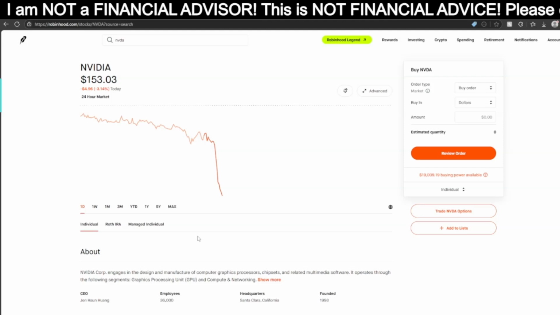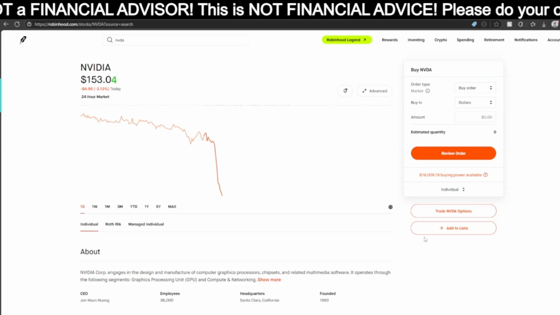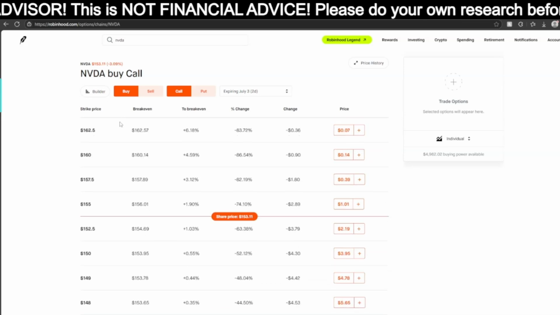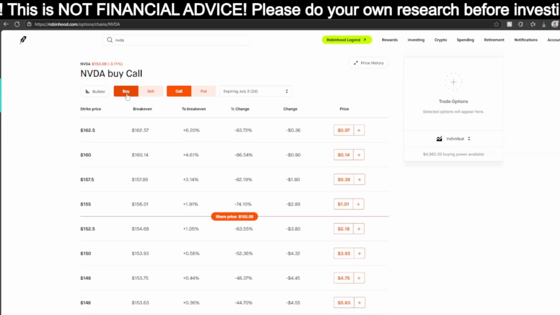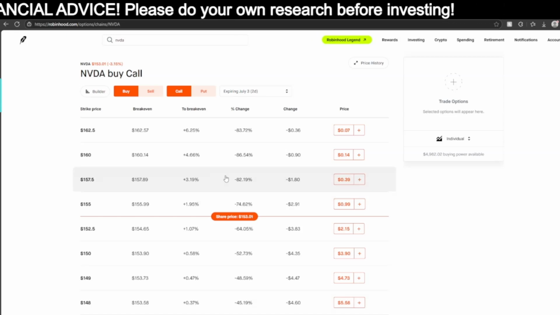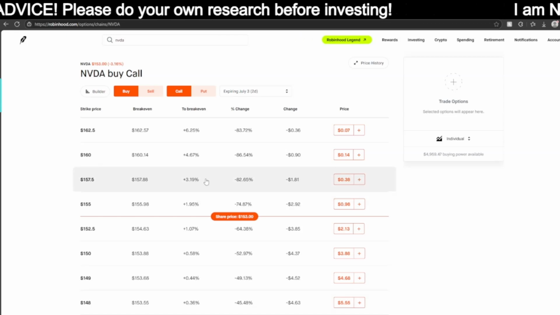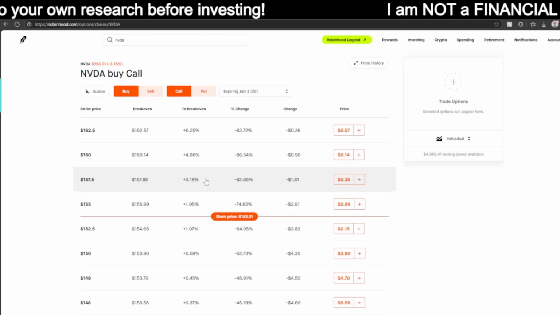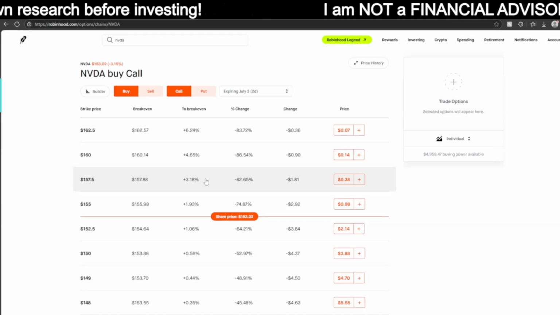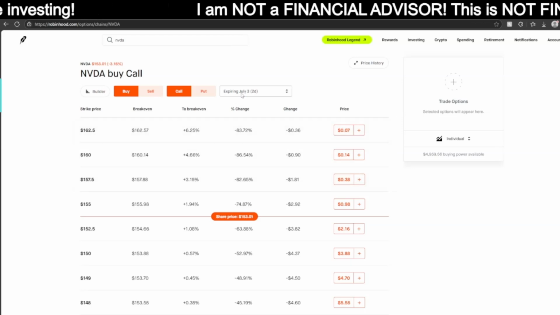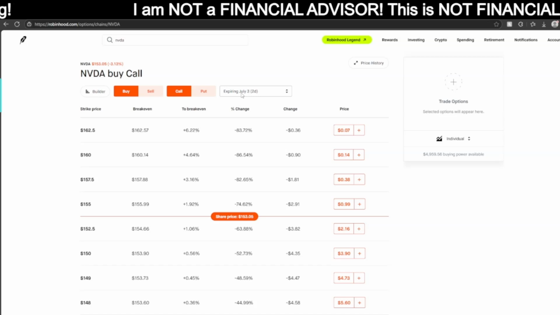But looking at NVIDIA here for today's example, what you're going to do is you're going to go over to trade options. And again, we've done videos where you have to be familiar with the options chain here. Again, buying versus selling, calls versus puts, expiration dates. You need to become familiar with the options chain first before we do anything else, because other than that, this will be a challenge.